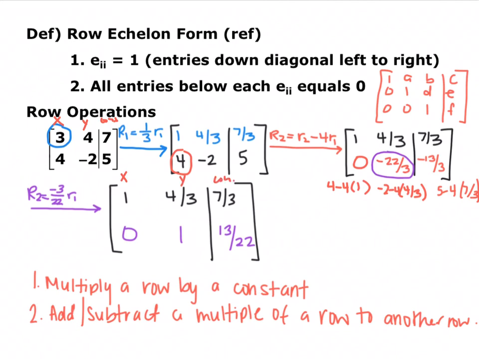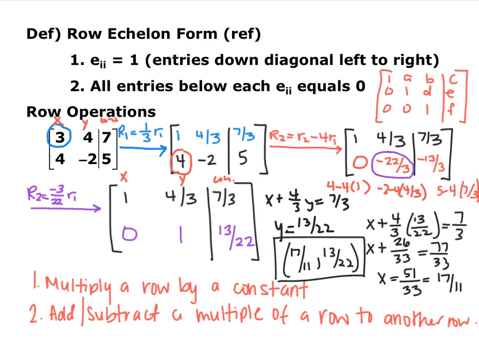So now we have two equations. We have the equation x plus 4/3 y is equal to 7/3, and we have the equation y is equal to 13/22. So basically we've solved for y. Now you can plug that into the other equation and solve for x. So go ahead and pause the video and solve for x. So if you plug in 13/22 for y, you end up with x is equal to 17/11. So your solution is 17/11, 13/22.